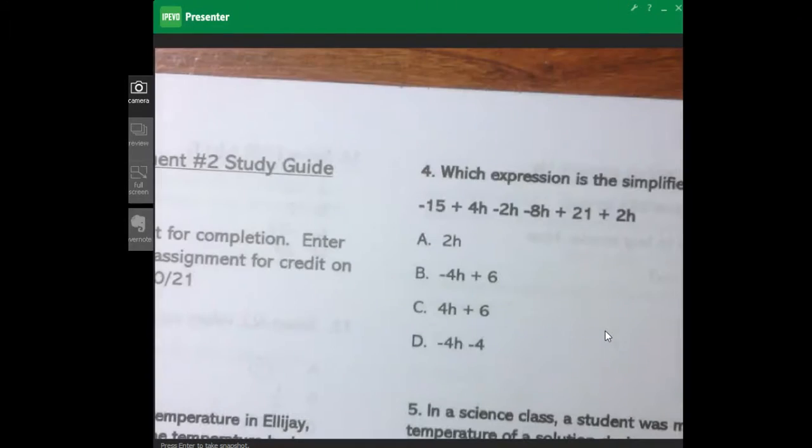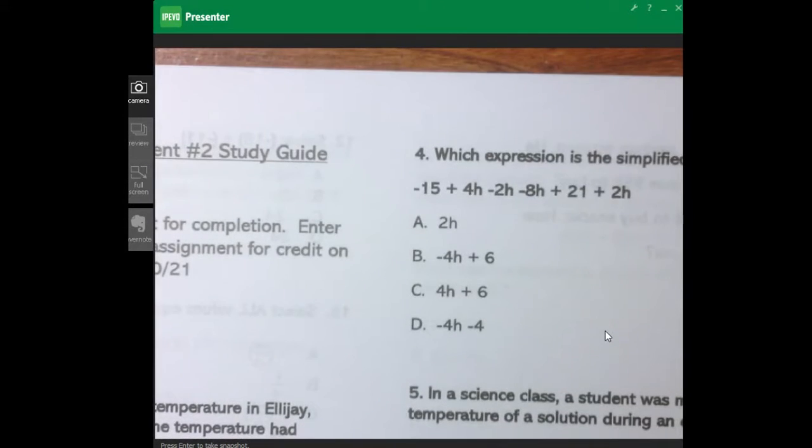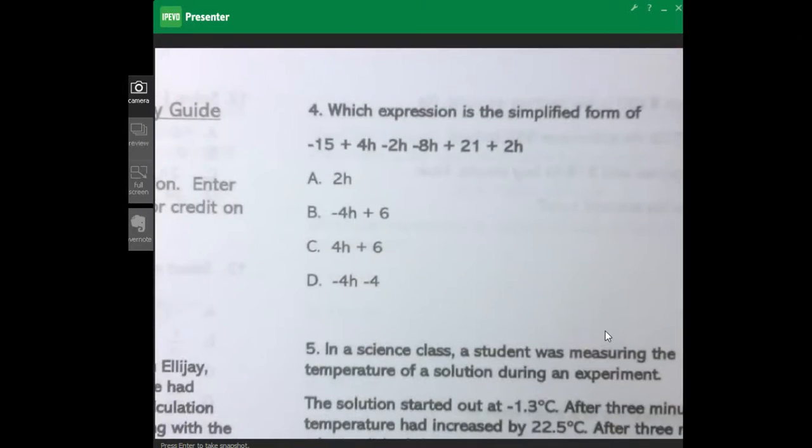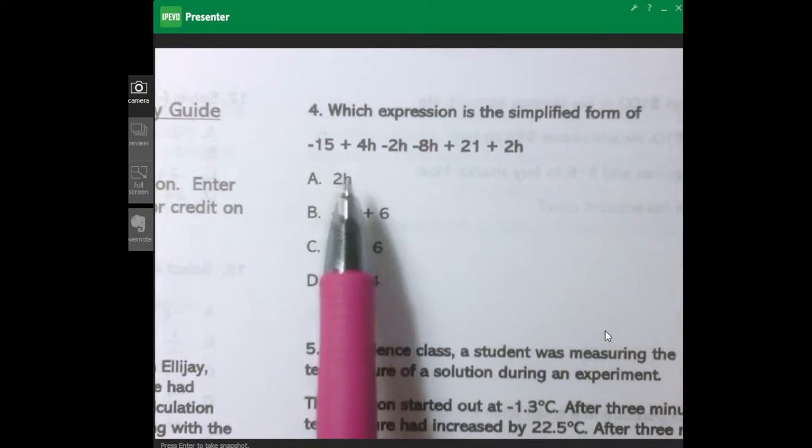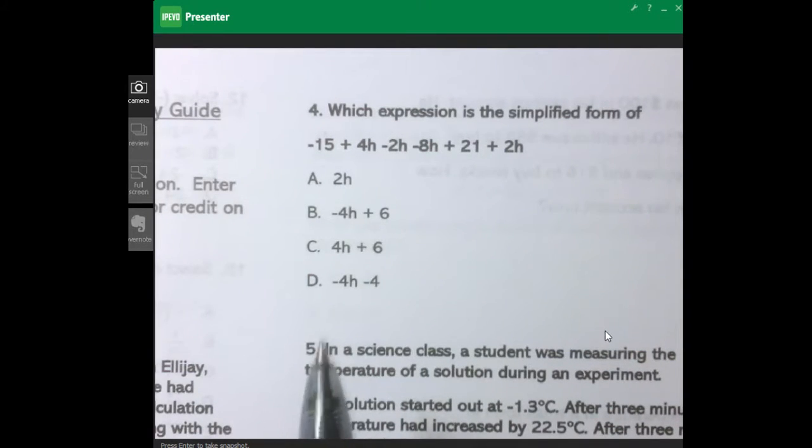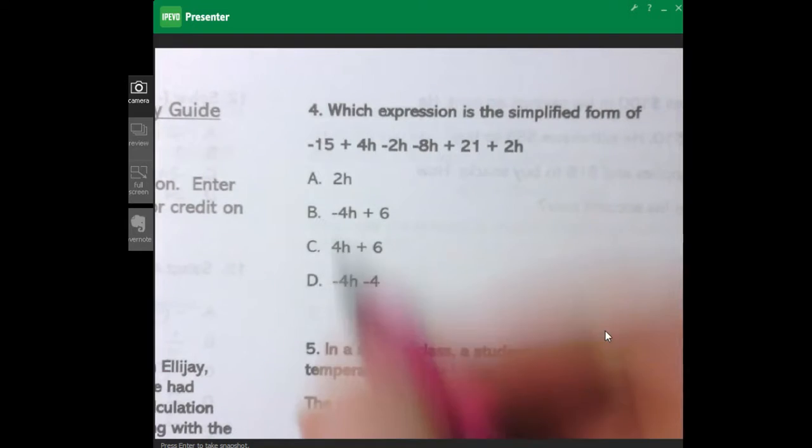All right, let's look at number 4. Which expression is the simplified form of negative 15 plus 4h minus 2h minus 8h plus 21 plus 2h? The big thing we need to look at here are our like terms. So I'm going to use a couple of different colors so that we can identify our terms, and I'm just going to circle them.